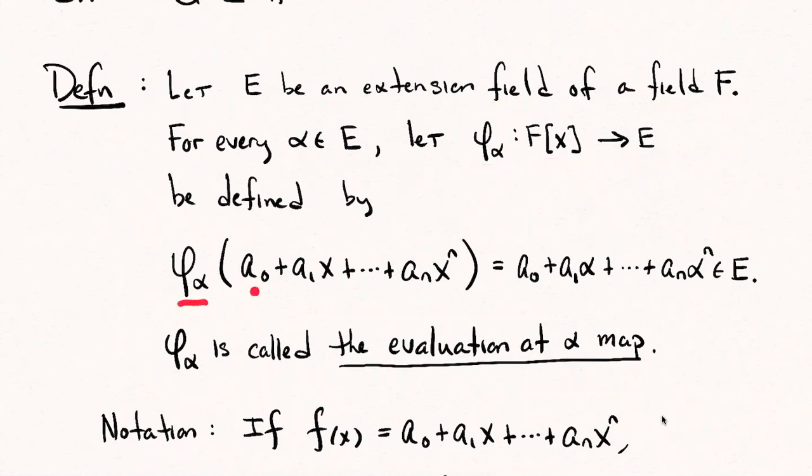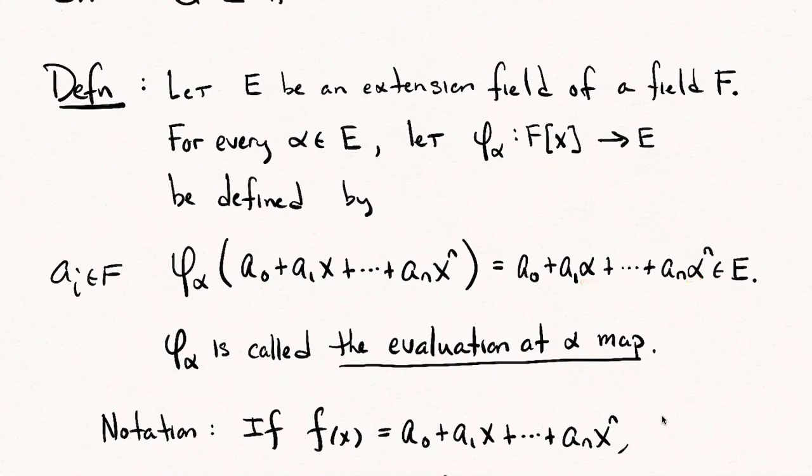Phi sub alpha of a polynomial, I just wrote the polynomial out in terms of its coefficients. So these little a sub i's, I'll write it off to the left, are all elements of F. Okay, so phi of this polynomial is, well, I basically just replace the indeterminate with alpha everywhere. So I'm kind of substituting in alpha for x.